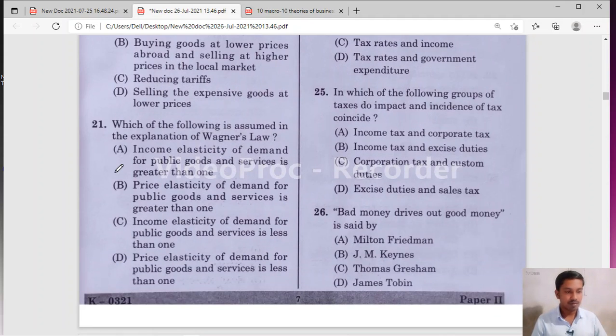Question number 21. Which of the following is assumed in the explanation of Wagner's law? Option A income elasticity of demand for public goods and services is greater than 1. Option B price elasticity of demand for public goods and services is greater than 1. Option C income elasticity of demand for public goods and services is less than 1. Option D price elasticity of demand for public goods and services is less than 1. Yes, here the right answer is option A, income elasticity of demand for public goods and services is greater than 1.